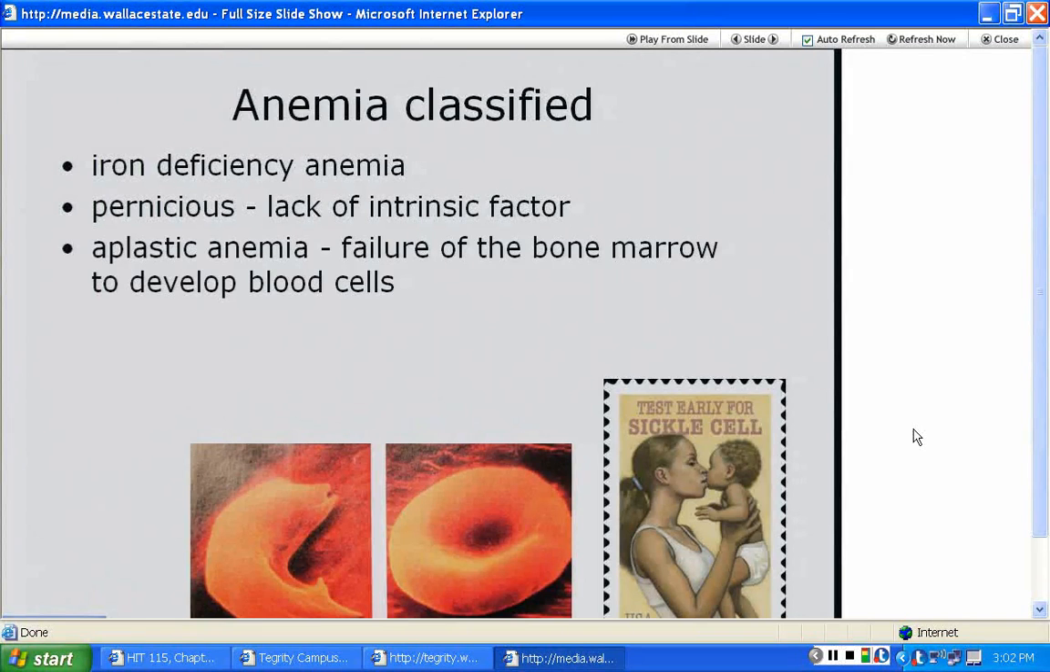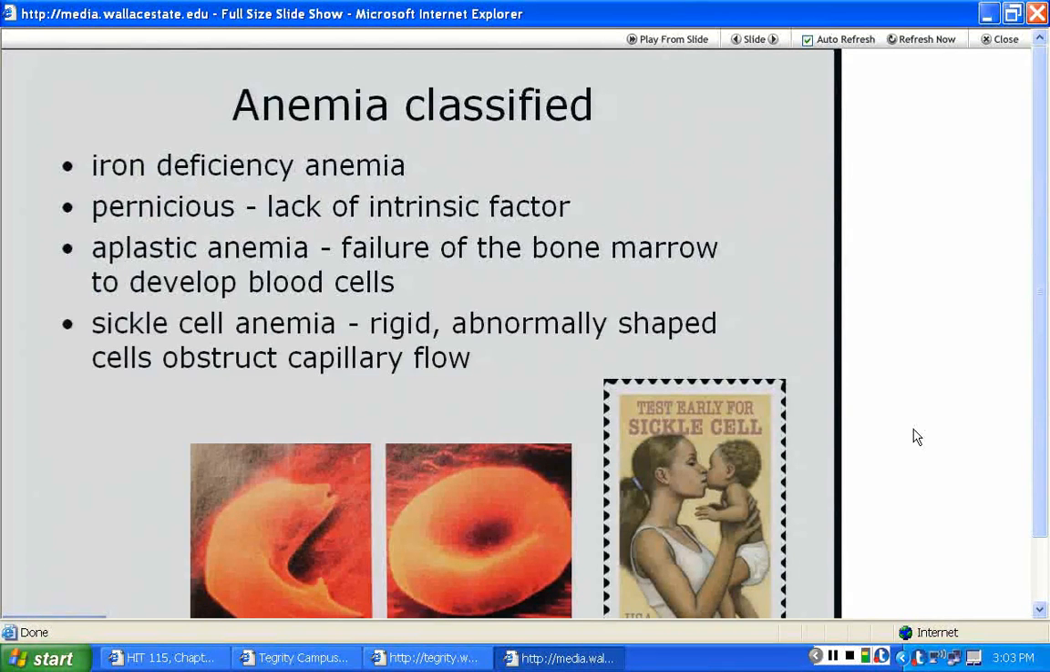And then there's aplastic anemia. In aplastic anemia, there is failure of development of the blood cells from the bone marrow. This is certainly a very severe type of anemia in that with failure of the bone marrow, they lack erythrocytes, leukocytes, and the blood clotting cells. They have a deficiency of all types of blood cells.